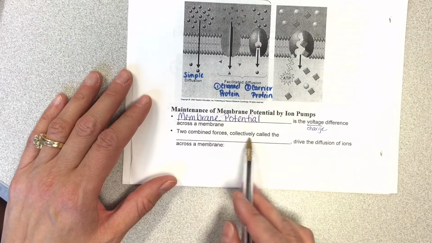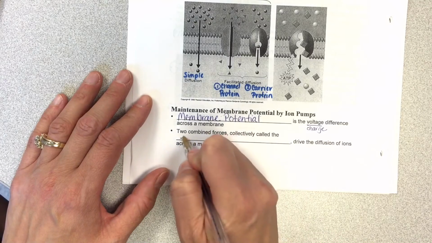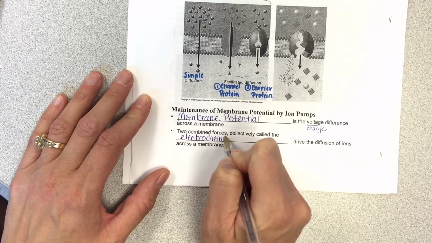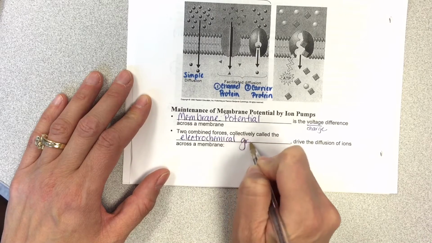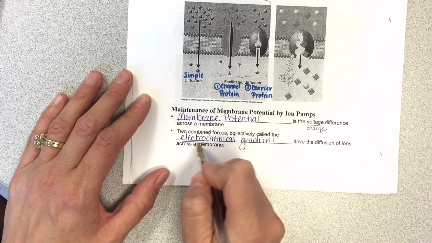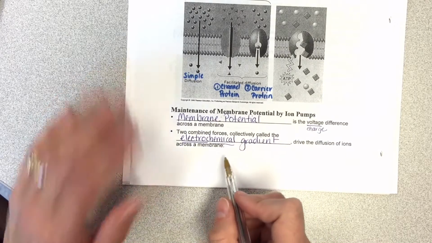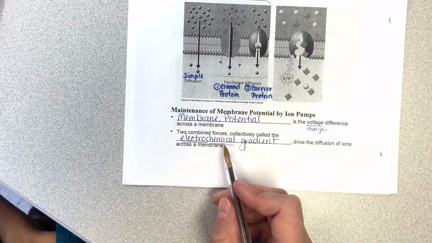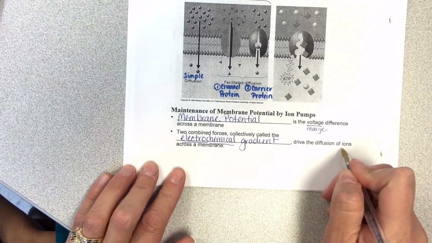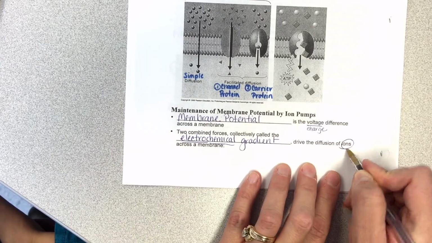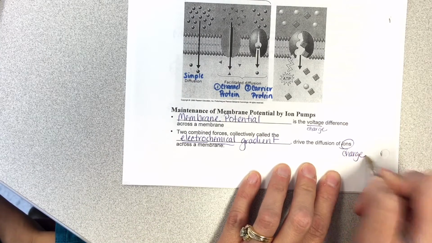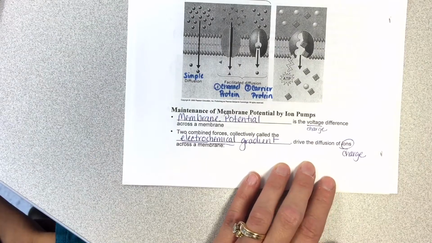So 2 combined forces collectively called the electrochemical gradient. Electro from electricity, charge. Chemical meaning the concentration of the molecules. Drive the diffusion of ions across the membrane. What's an ion? It has a charge, an atom with a charge. It's either gained or lost electrons. And so it has a charge.